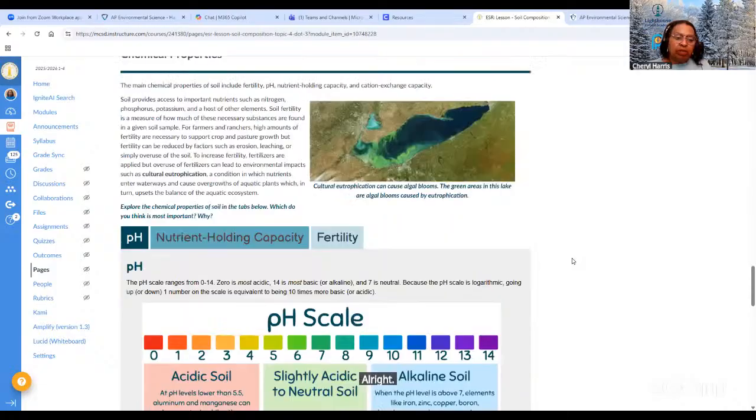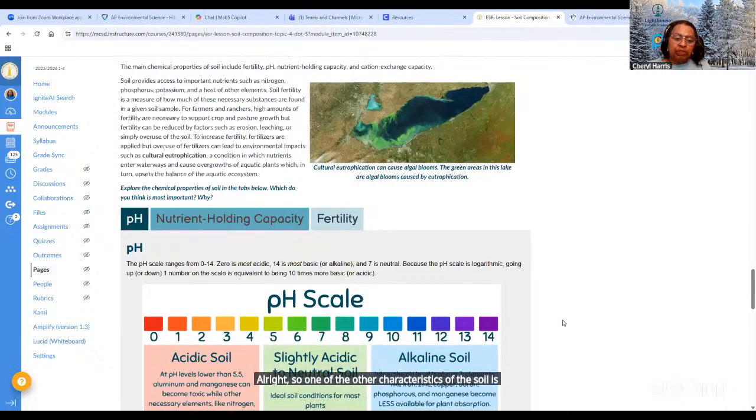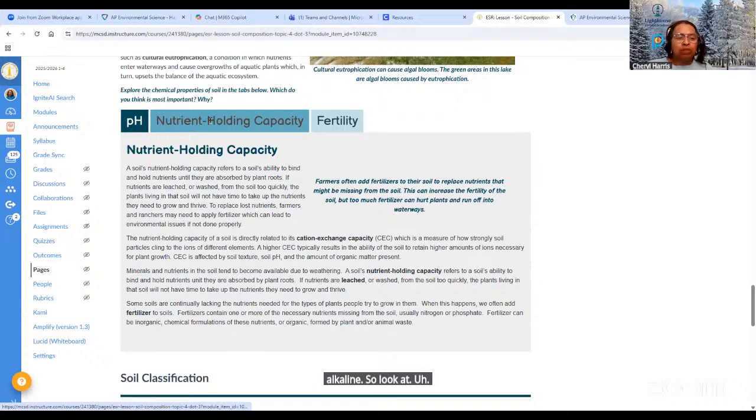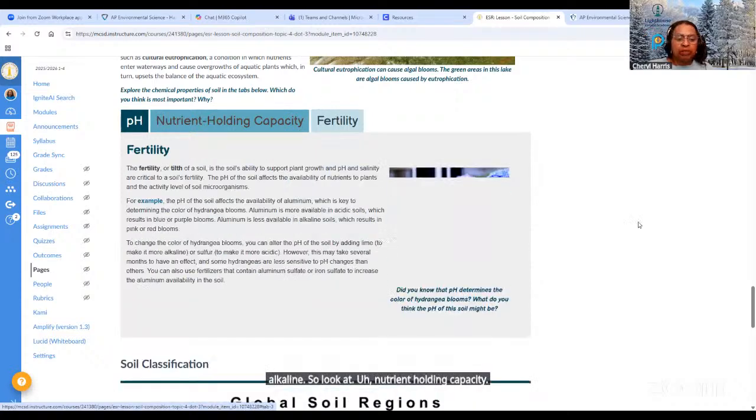All right, so one of the other characteristics of the soil is pH. This pH scale, if you've never seen a pH scale before, goes from 0 to 14. The 7 is neutral in the middle. Everything less than 7 is considered acid, and everything above 7 is alkaline. You don't want an acidic soil, and neutral doesn't necessarily give you the nutrients that you want. So a lot of times they want it more alkaline. So look at nutrient holding capacity and fertility based on pH.